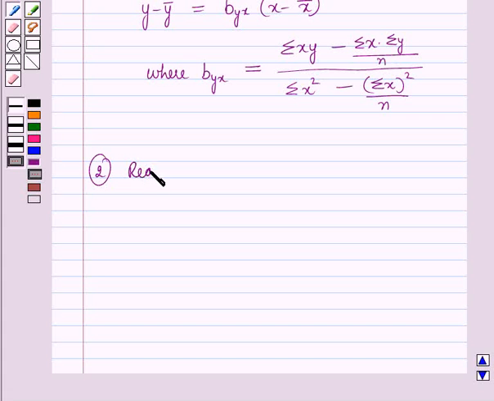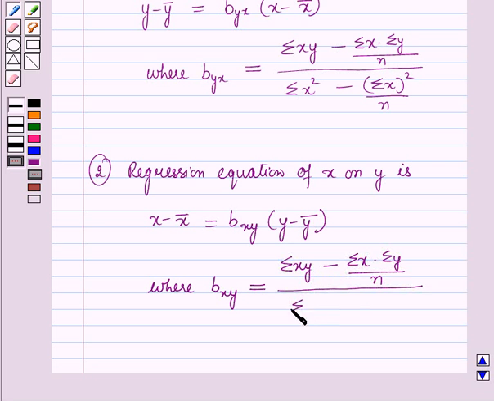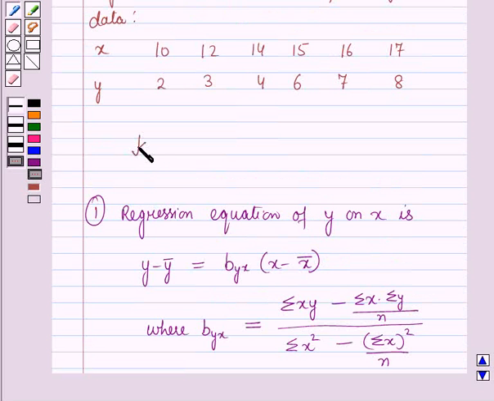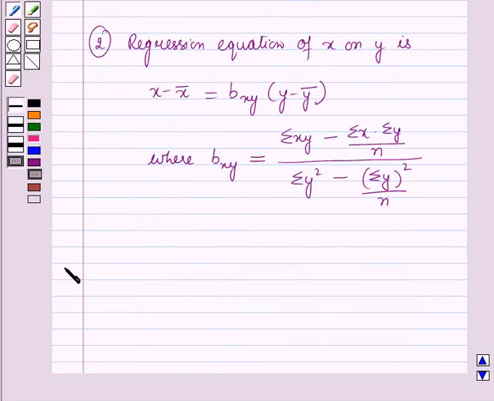And secondly, the regression equation of x on y is given by x minus x bar is equal to bxy into y minus y bar, the whole. Where bxy is the regression coefficient of x on y, and bxy is given by the formula summation xy minus summation x into summation y by n, whole upon summation y square minus summation y whole square by n. Now these results will work out as a key idea for solving this question. And now we will start with the solution.